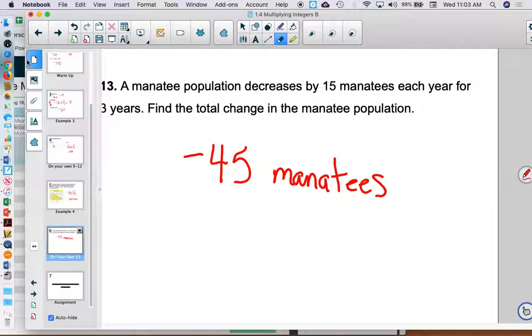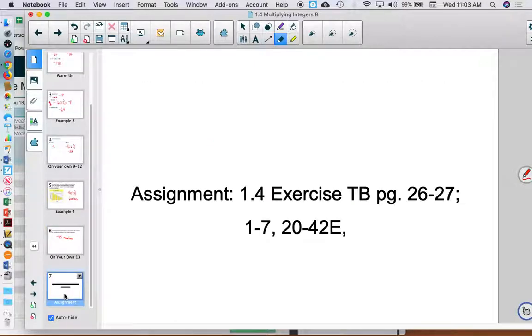All right, ladies and gentlemen, I think we are good to go. This is your assignment. And you have 25 minutes to work on it. Actually, 28.